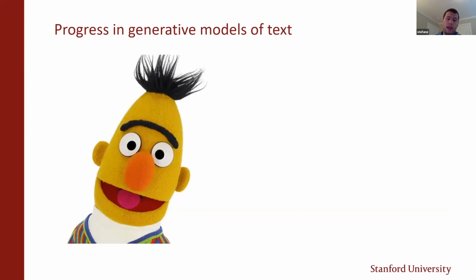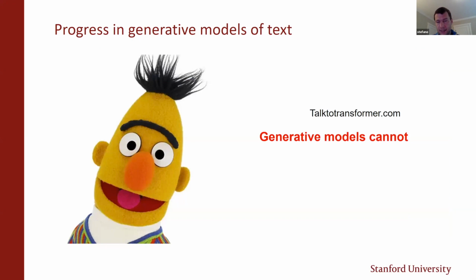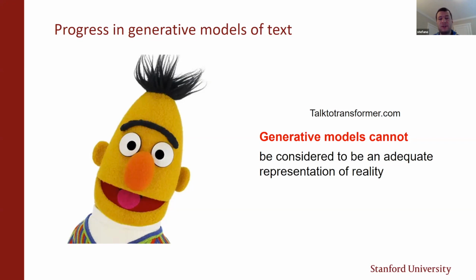Here I tried to play around with the publicly available transformer GPT-2 implementations. You can provide a sentence, and the generative model will try to complete it based on a statistical model of what natural English language looks like. So I started a sentence with "the generative models cannot," and the completion I got is "be considered to be an adequate representation of reality." So it's pretty cool. They seem to be able to get some understanding of natural language, and these representations indeed are extremely useful across a variety of NLP tasks.